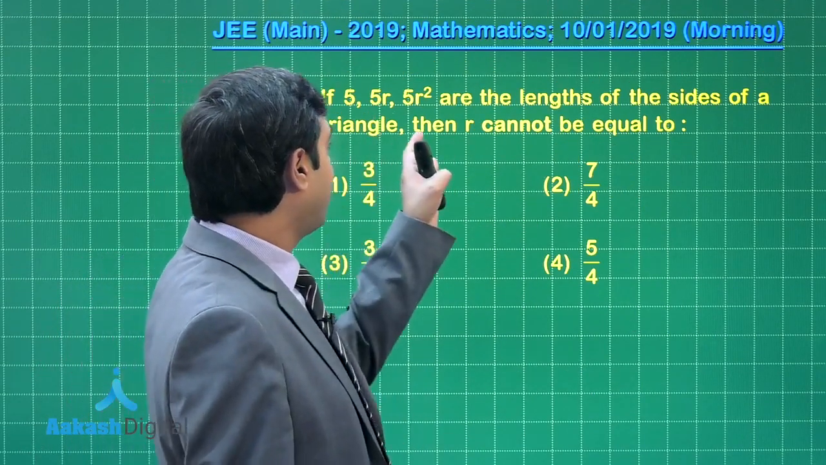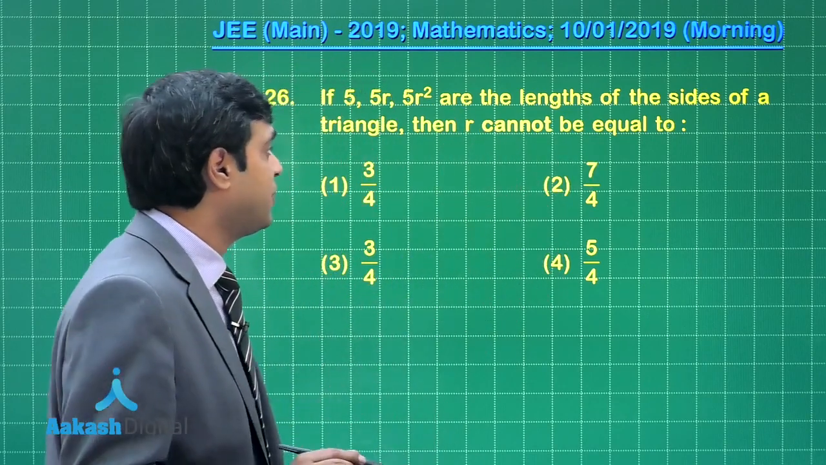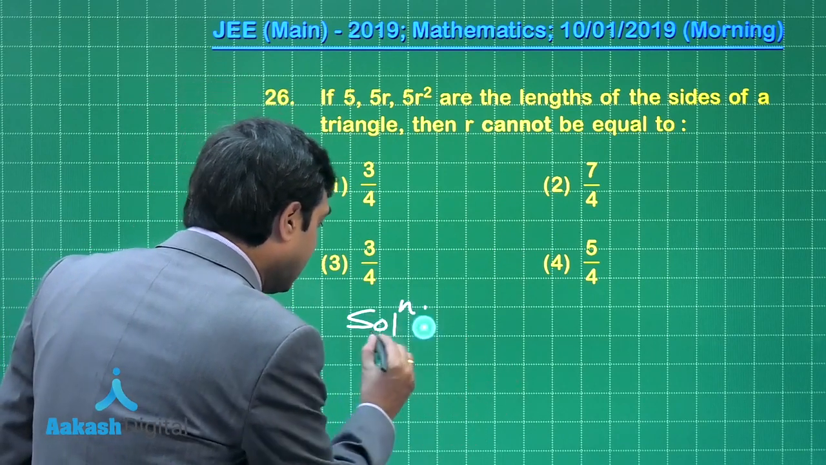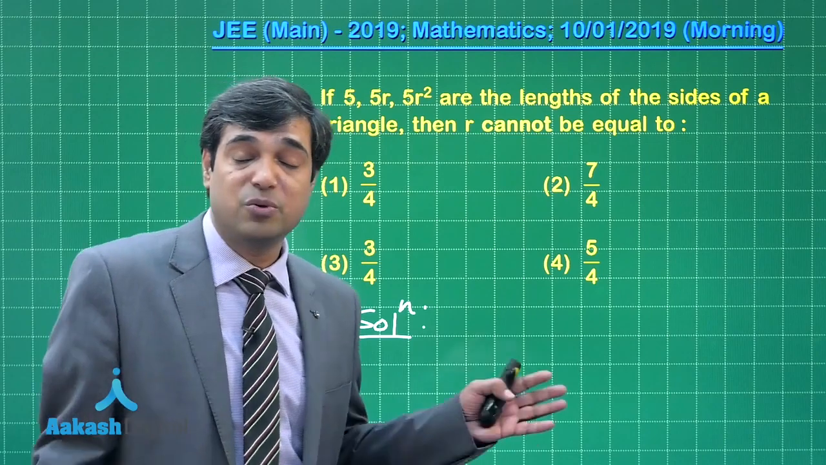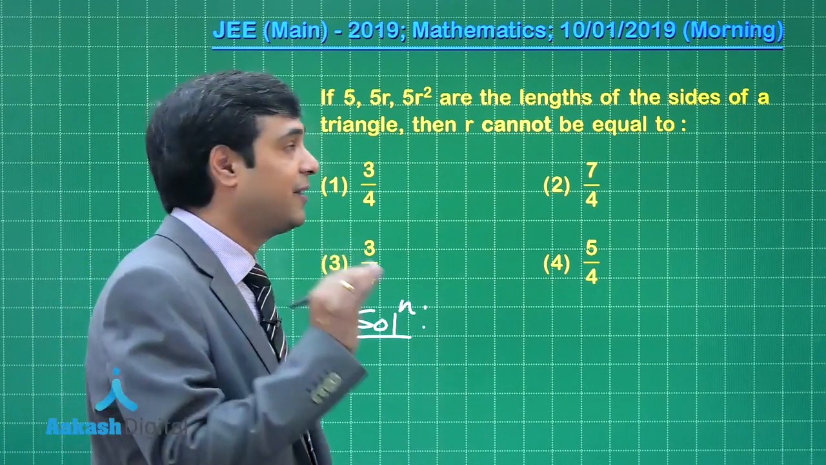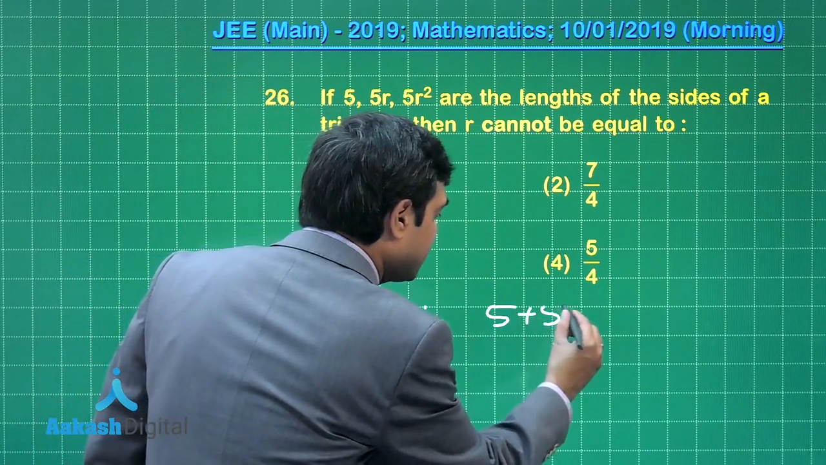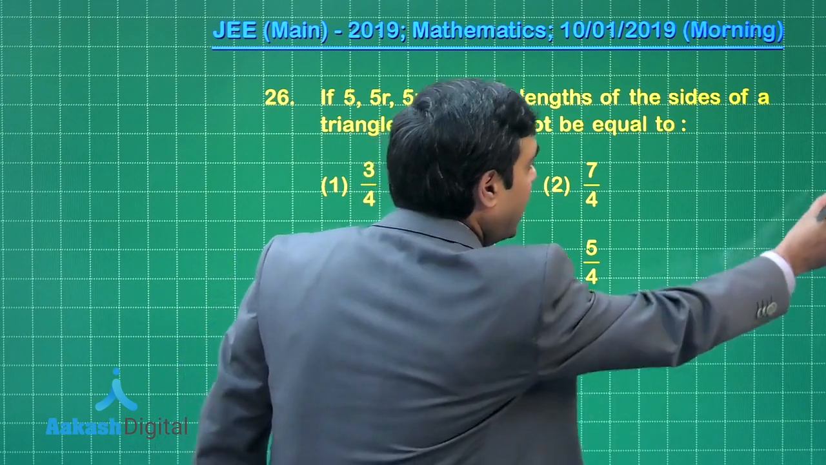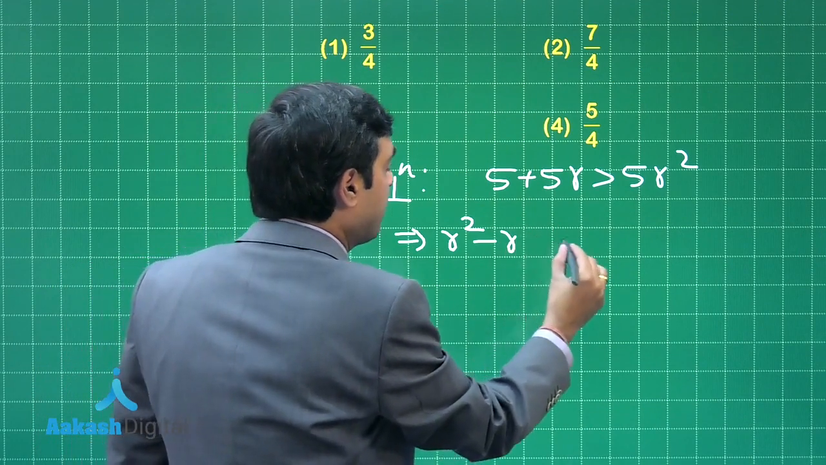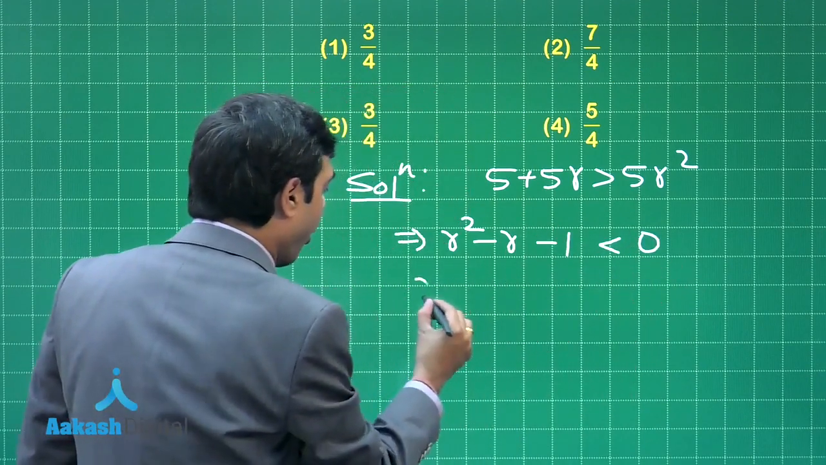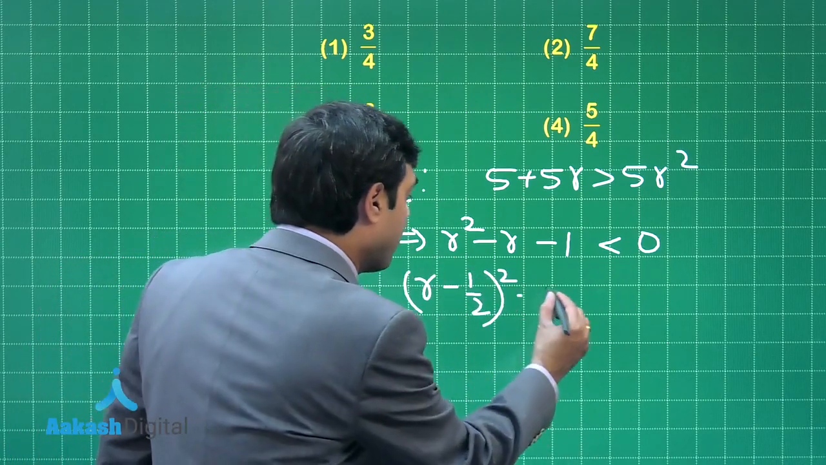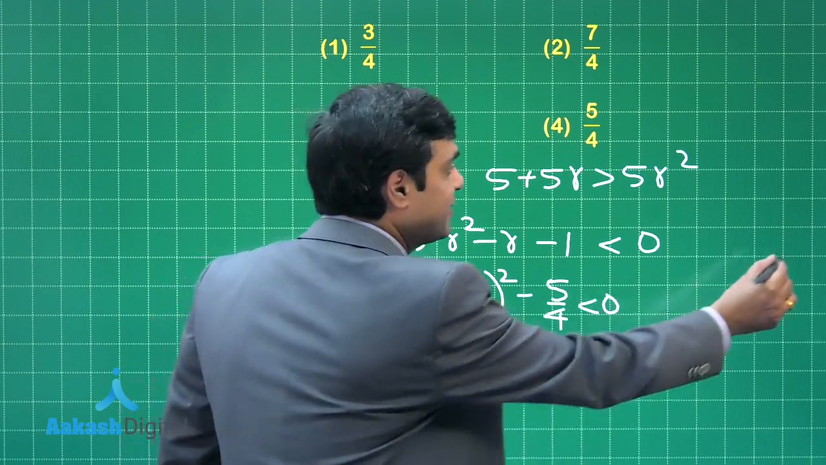If 5, 5r, 5r square are the lengths of sides of a triangle, then r cannot be. Okay, let us begin with this question. If a, b, c are three sides, that means the sum of any two sides is always greater than the third. Let us begin one by one and keep checking if we get the result fast. So, let us say 5 + 5r must be greater than 5r square, or we can say r square minus r minus 1 is less than 0, or (r minus half) whole square, completing the perfect square, minus 5 by 4 is less than 0.